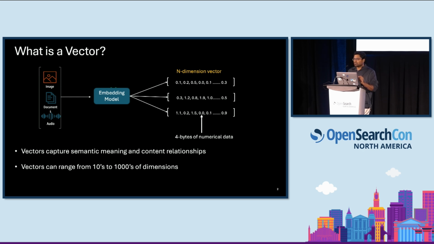And the dimensions of the vectors can range from tens to thousands. It depends on the embedding model you use. And these vectors are more like an array of floating point numbers. So each dimension represents 4 bytes of numerical data.